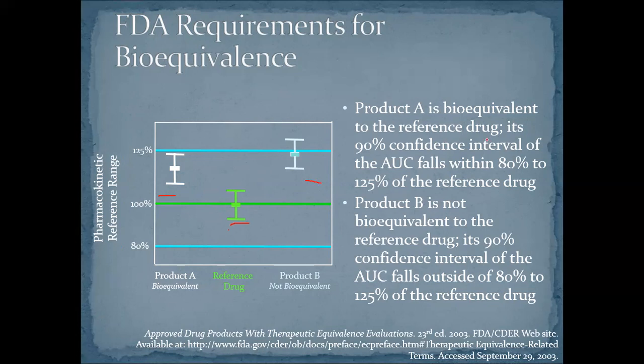Product A is equivalent to the reference drug because its 90% confidence interval of the area under the curve falls within 80% to 125% of the reference drug. We were talking about 20 to 25%. That is what is mentioned here. In between 80 to 125%, so this particular product is bioequivalent. Whereas product B is not bioequivalent because its 90% confidence interval falls outside the 80% to 125% of the reference drug. See this? This is product B, which is non-bioequivalent, and this is product A, which is bioequivalent because its 90% confidence interval falls within 80% to 125% of the reference drug.